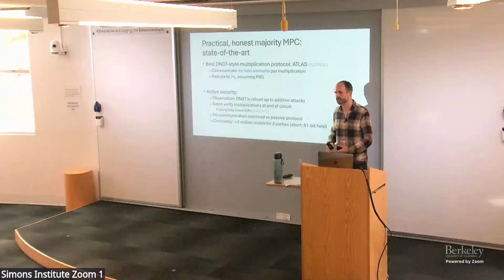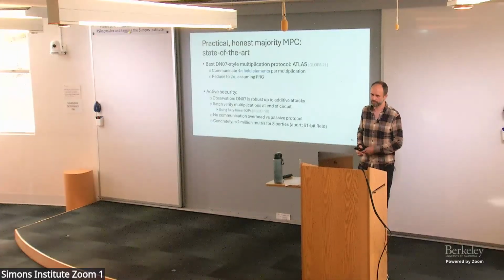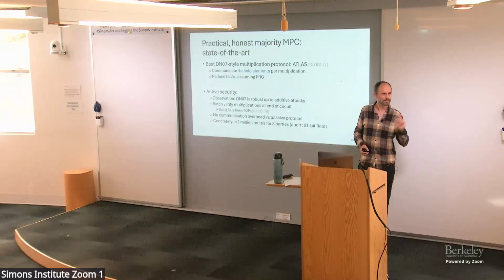But if you want guaranteed output delivery, so no abort, then there are also slightly more involved methods of using these fully linear IOPs, which can get you the same thing at a bit of a higher cost. Like t less than n over 3? Yes, n over 3, I believe so.